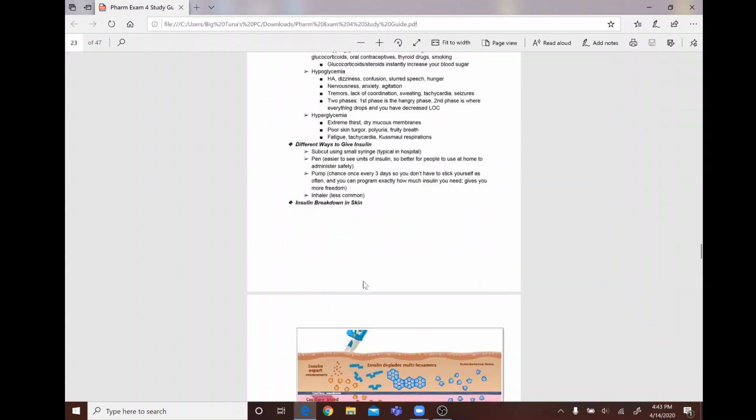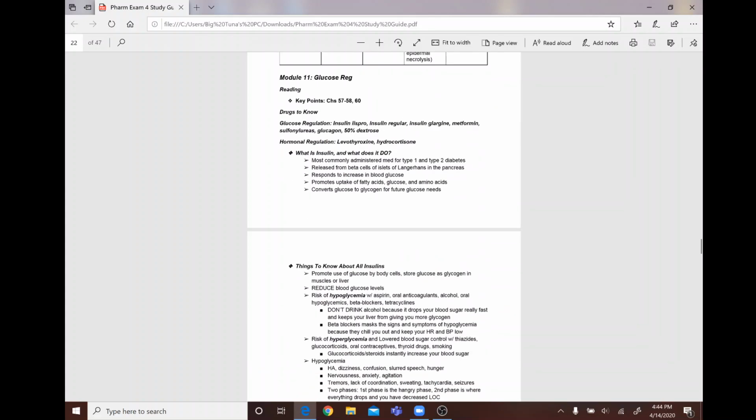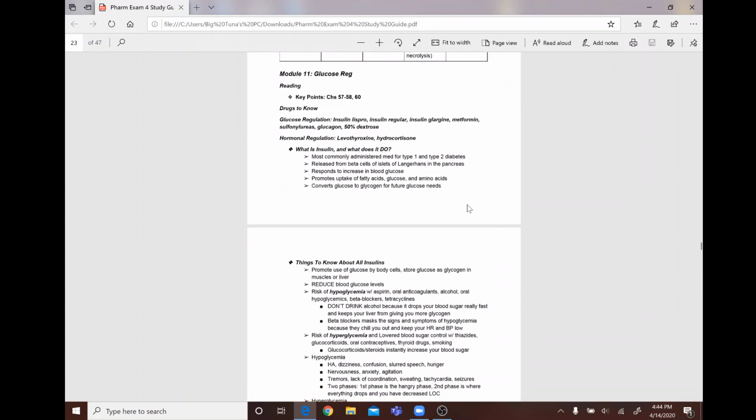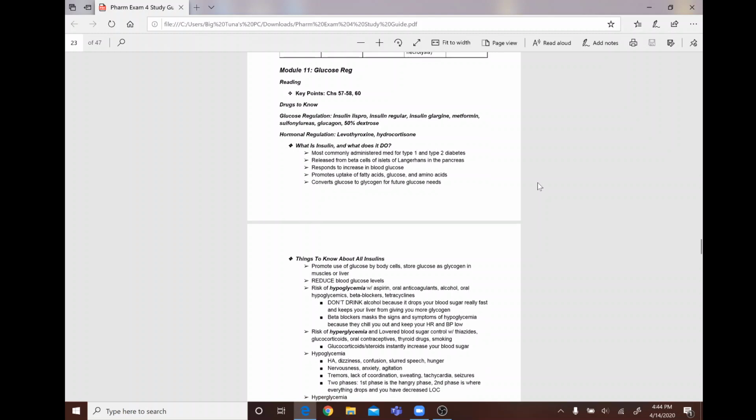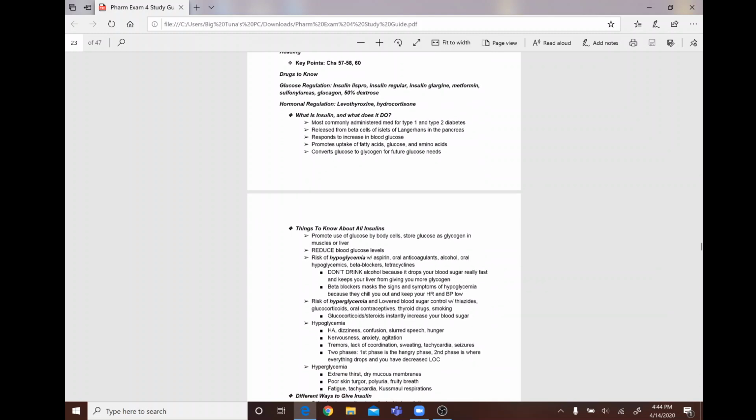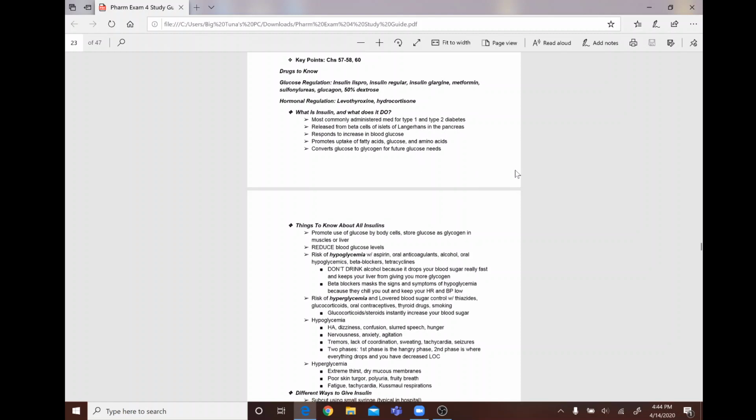Alright, gonna run back through all these right now. Ready? Alright, insulin is the most commonly administered med for type 1 and type 2 diabetes. It's released by beta cells of the islets of Langerhans in the pancreas. It responds to increase in blood glucose. It promotes uptake of fatty acids, glucose, and amino acids. It converts glucose to glycogen for future glucose needs.